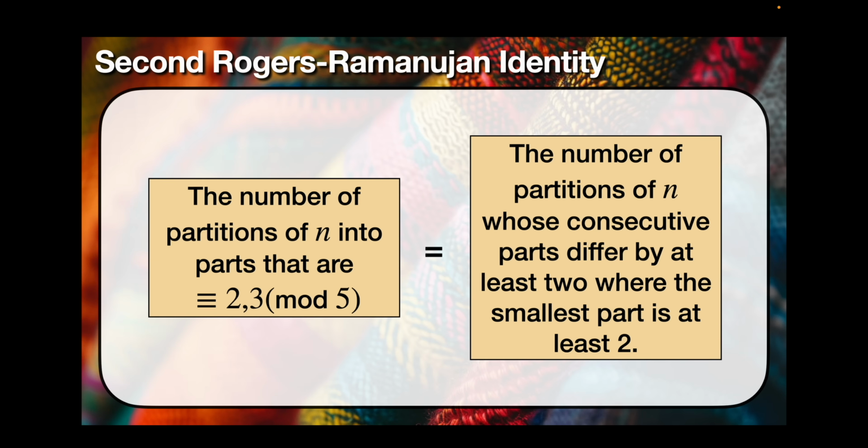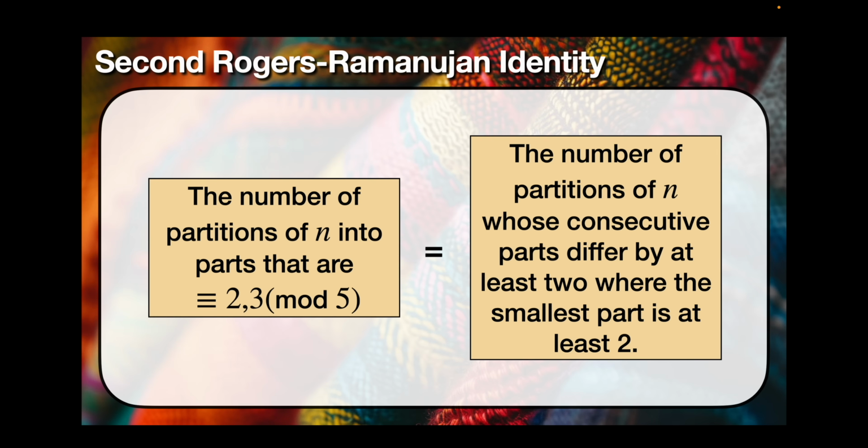So the number of partitions of n into parts that are 2 or 3 mod 5 is equal to the number of partitions of n whose consecutive parts differ by at least 2, where the smallest part is also at least 2. And let's observe that this has a similar flavor to the first identity. We're working mod 5 on the left-hand side, but instead of 1 and 4 mod 5, we're 2 and 3 mod 5. And then we've got the same difference condition on the right-hand side. It's just we have a different initial condition. The smallest part is at least 2 instead of the normal smallest part being at least 1.